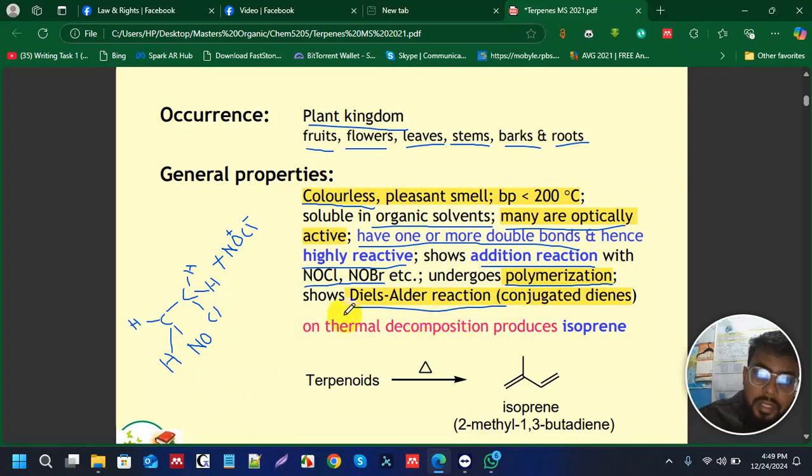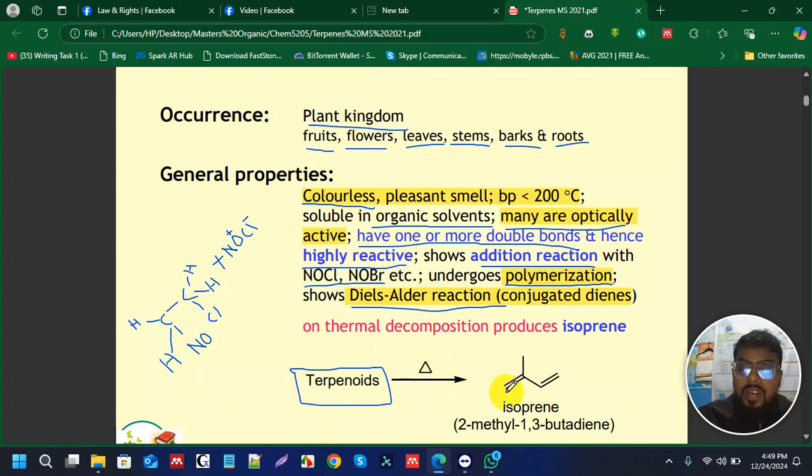In the case of natural products or terpenes, if you'd like to give an example, that is called a terpenoid. Terpenoids are the compounds which are the oxygenated derivatives, the aldehyde, ketonic, or alcoholic derivatives of terpenes. When you pass these terpenoids through a thermal decomposition chamber, on thermal decomposition they produce isoprene.